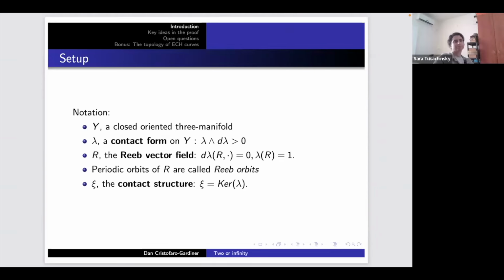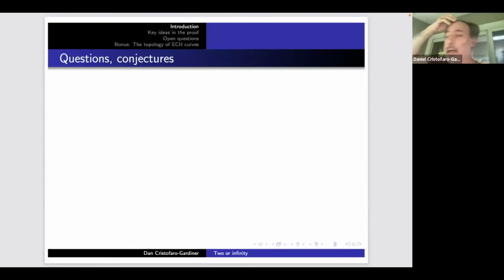Yeah, good. Okay, great. So I now want to tell a kind of story, and I want to use some primary sources, in the sense that I want to actually use the original papers, partly for fun. There's a number of questions and conjectures about Reeb orbits, and they've interested me for a long time. And so here's what we're going to be talking about.